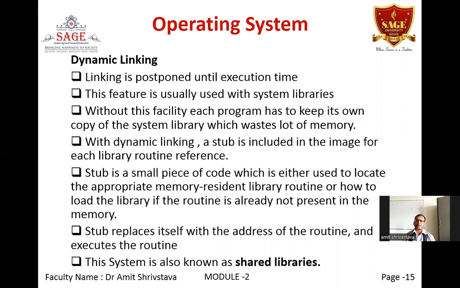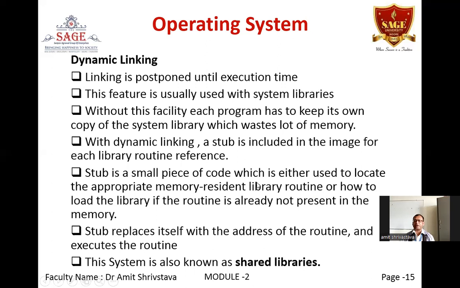So what we do in dynamic linking is that a stub is included in the image for each library routine reference. A stub is a small piece of code which is used either to locate the appropriate memory-resident library routine, or to load the library if the routine is not already present in the memory. The stub replaces itself with the address of the routine and executes the routine. This system is also known as a shared library.